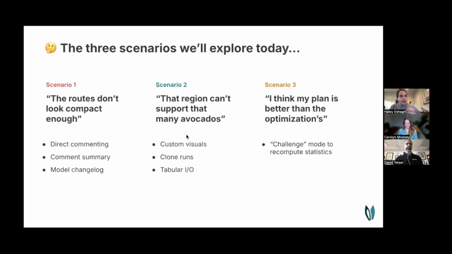So I'm about to hand it over to Carolyn and David to walk through 3 scenarios that highlight different features that are in the works. The first scenario is going to look at a situation in which routes don't look quite right. The second scenario is going to look at a situation in which too many avocados is not necessarily a good thing. And finally, we'll look at a situation in which one particular analyst is looking to compare their solution to what the optimization model produced. So with that, I'm going to hand it over to Carolyn and David.